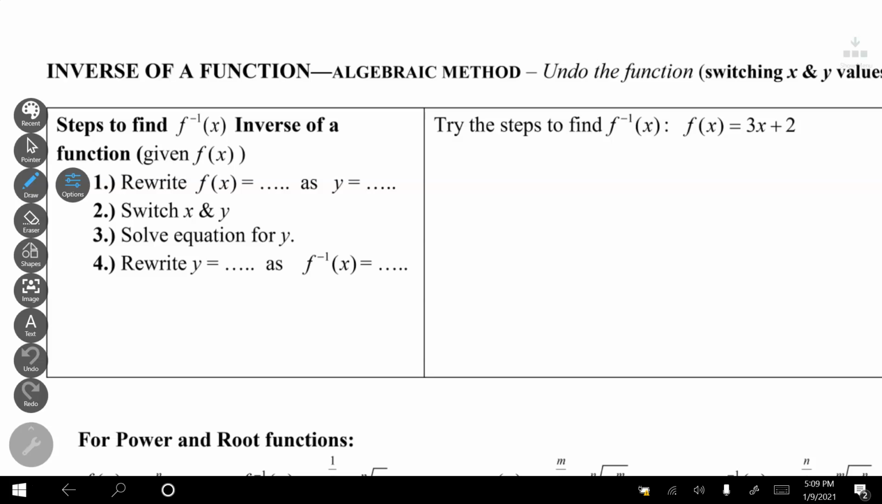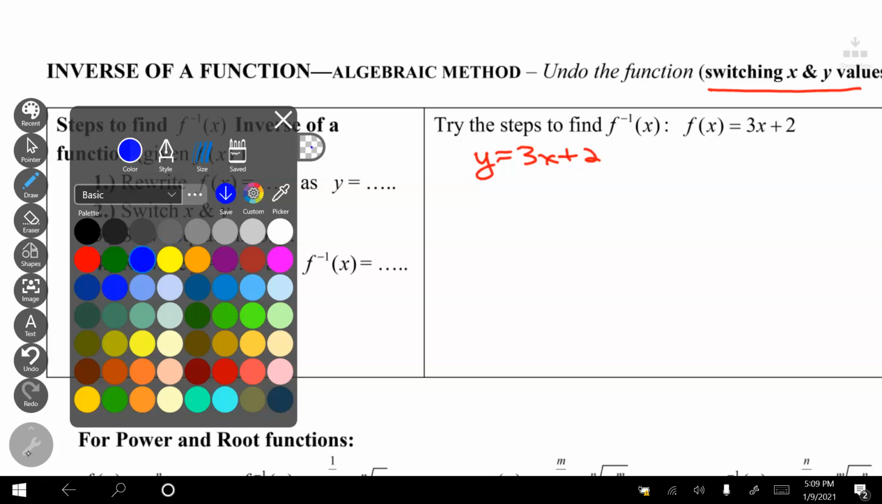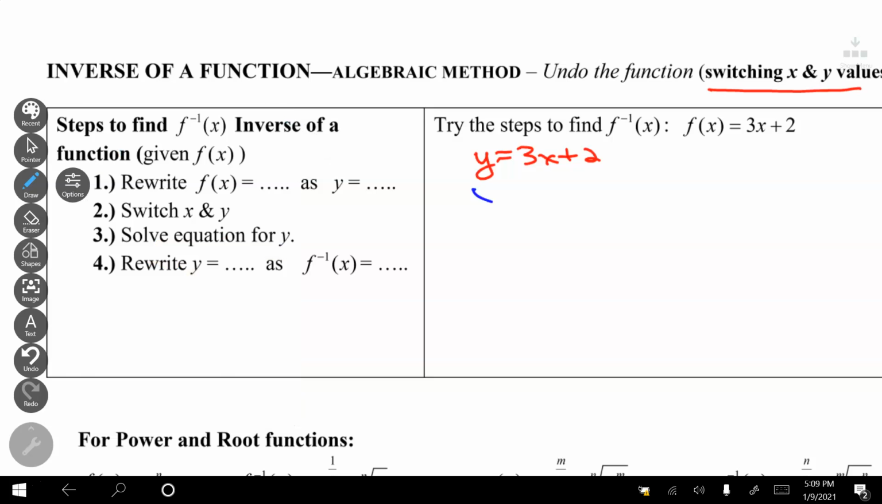So again, we're going to switch x and y values. It always comes down to switching x and y values. So here's my function, f of x equals 3x plus 2. I can rewrite it as y equals 3x plus 2. Then I'm going to do the switch. x equals 3y plus 2. This is the switching part.